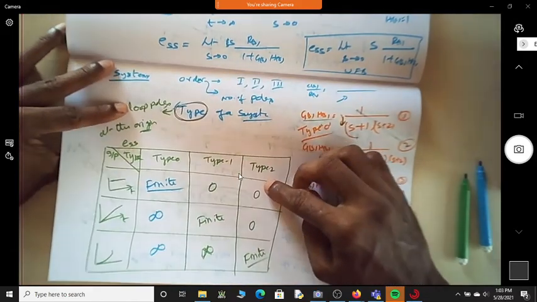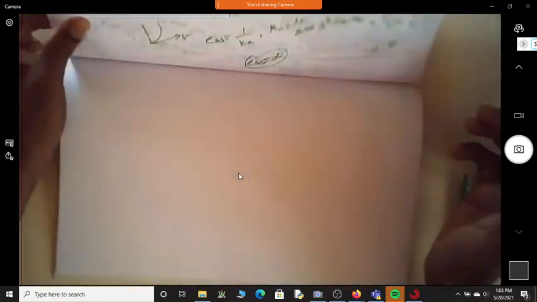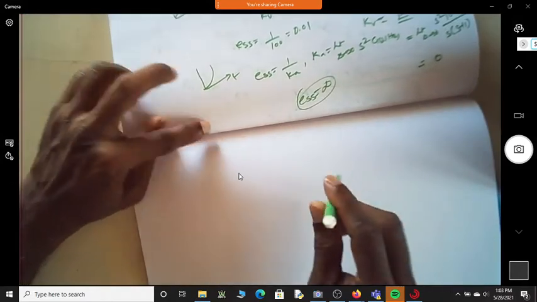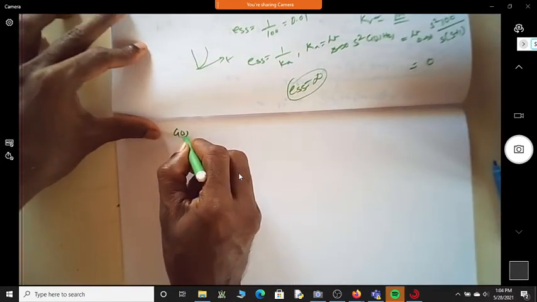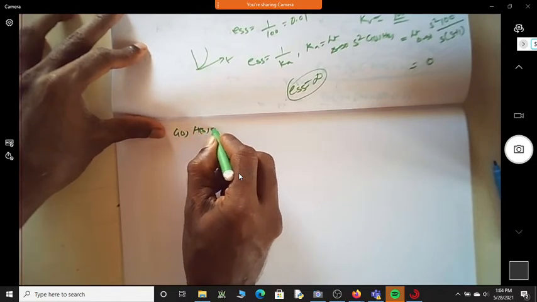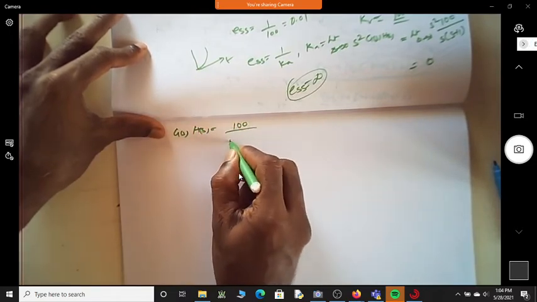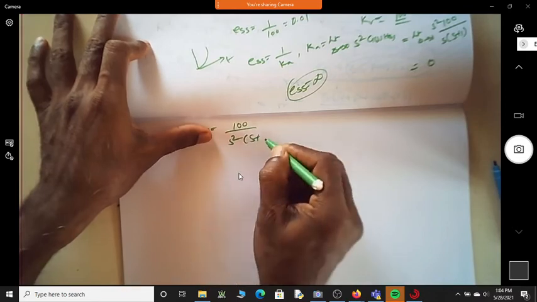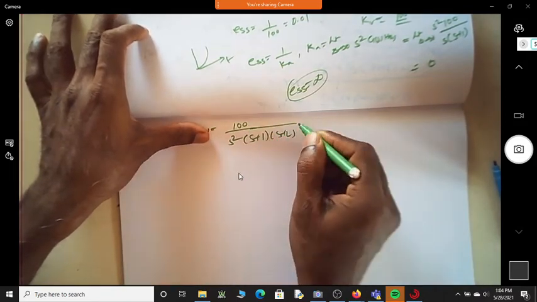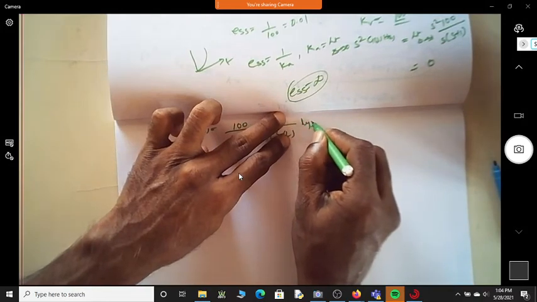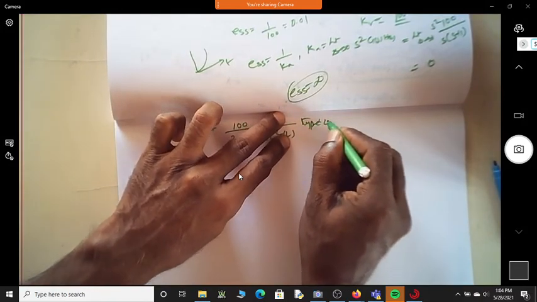And of course, you can certainly do it for a type 2 system. So can somebody give me a type 2 system? 100 by s square into (s plus 1). G(s) into H(s) is equal to 100 by s square into (s plus 1)(s plus 2). This is a type 2 system.